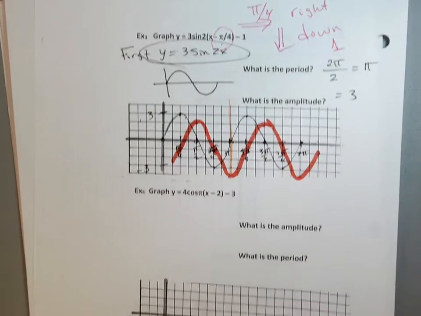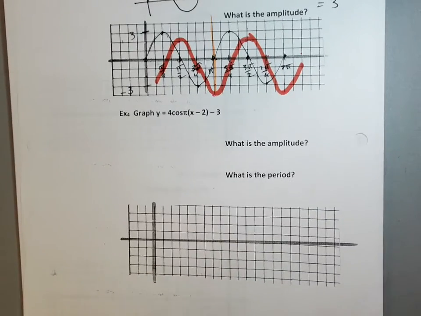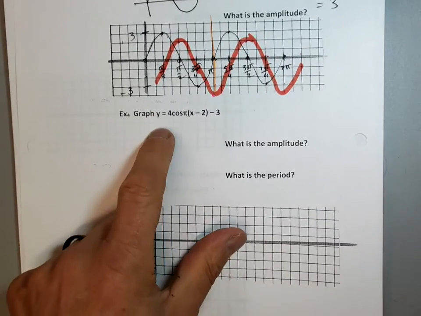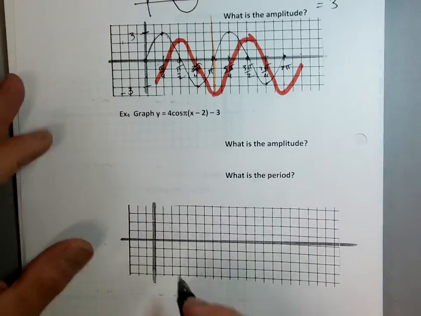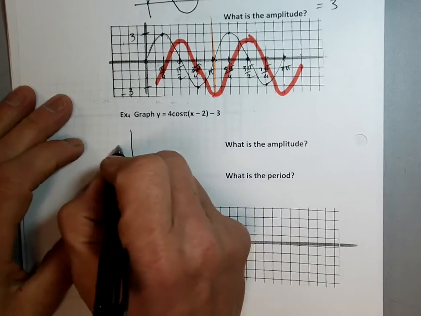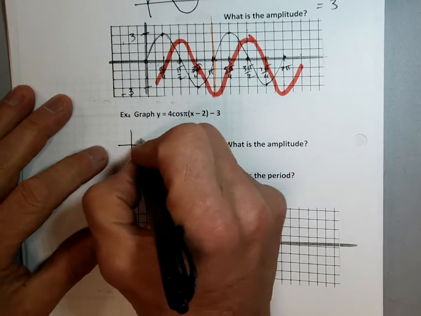All right, last but not least, okay? Now, let's take a look at this one. So, first of all, before I do anything, I know I want to take a look at what a cosine curve looks like. A standard cosine curve looks like this.